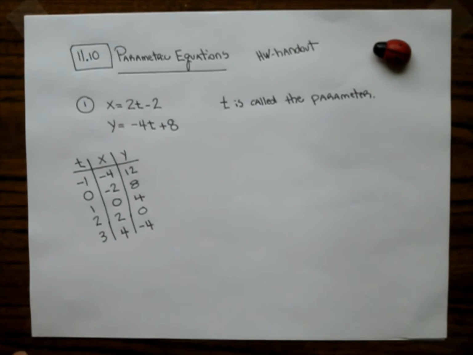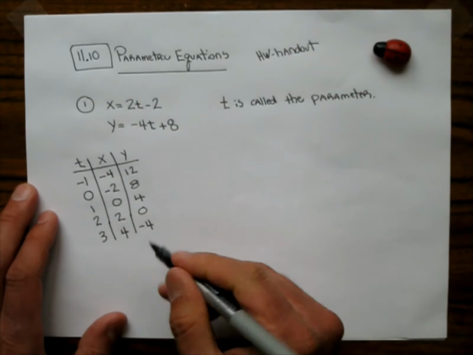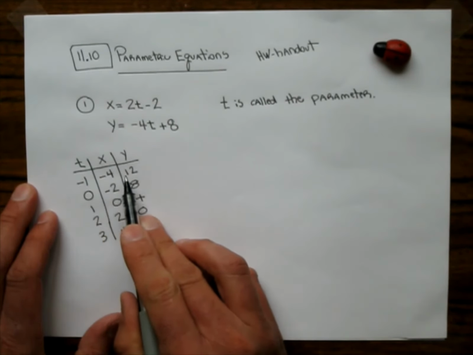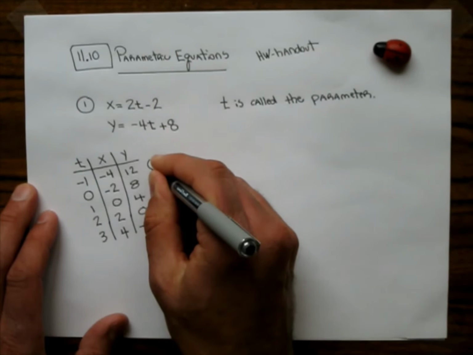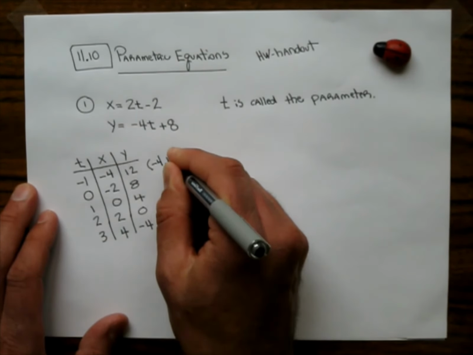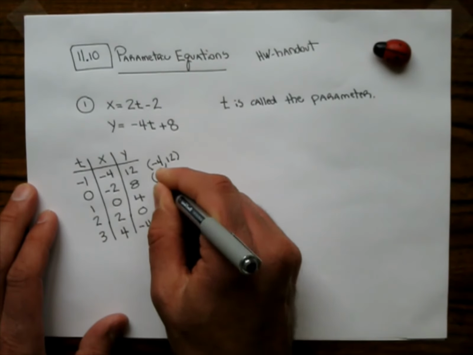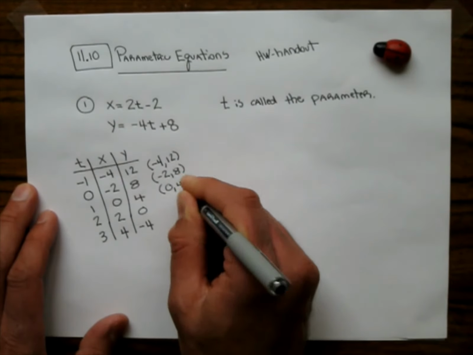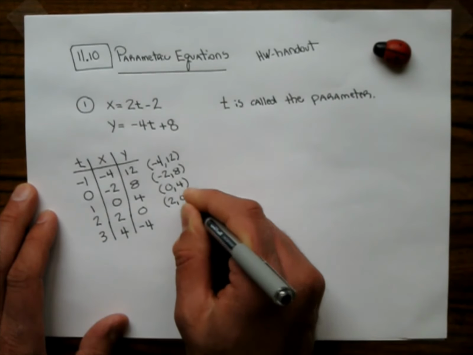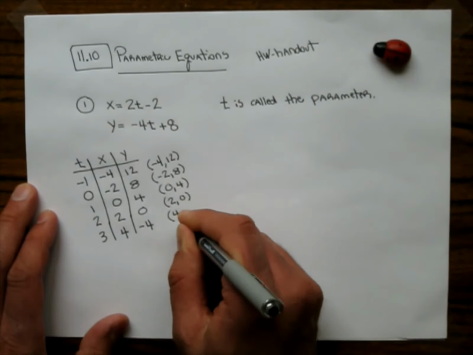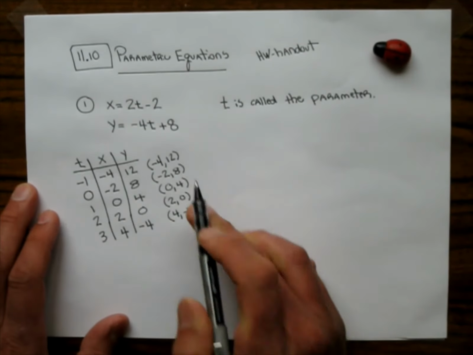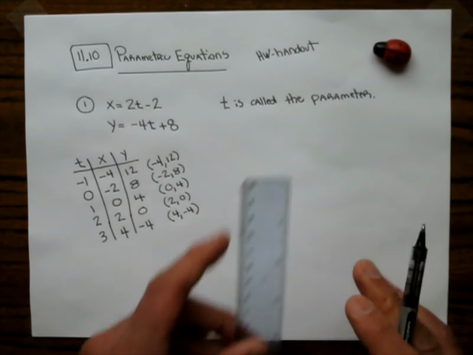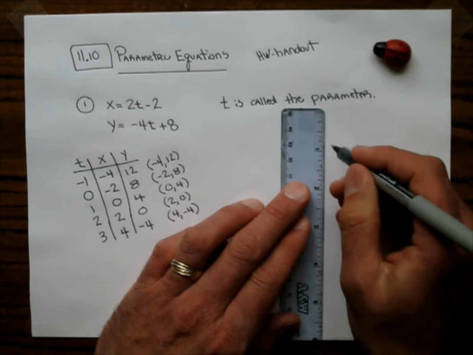Okay, so what is this? What have we just done? Well, this right here, this -4, comma 12, that is a point. -4, comma 12. And the next one is -2, 8, and 0, 4, 2, 0, and 4, -4. So those are 5 points that I can plot. I might not plot that point up there because we'll have to see how we do here with this.